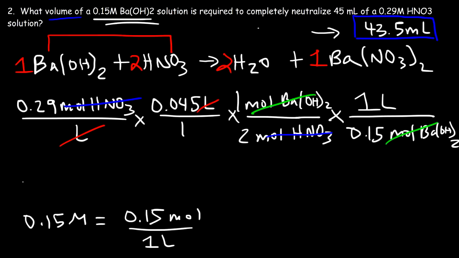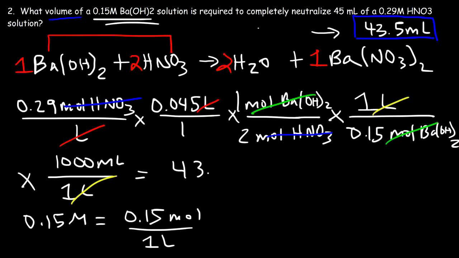Now the last thing we need to do is convert liters into milliliters. 1 liter is equal to 1,000 milliliters. So now we can cross out the unit liters. So this should give us our answer. It's 0.29 times 0.045 divided by 2, and then take that result divided by 0.15, and then multiply it by 1,000. And this will give you the same answer, 43.5 milliliters.